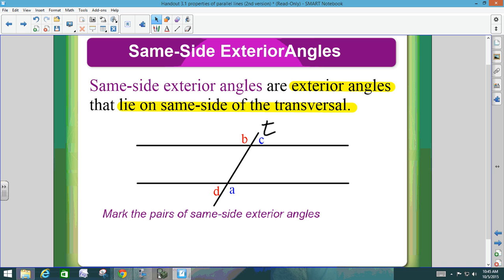Using your little picture in the top right corner. 8 and 6. You guys agree with her? And then 7 and 5. All right. Okay.